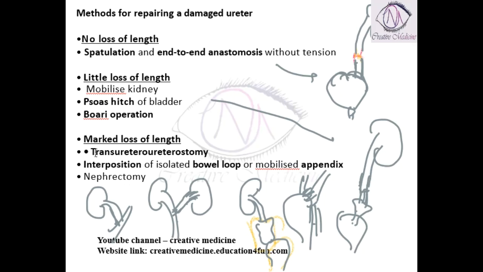Third, if there is marked loss of the length, we cannot do either Boari flap or psoas hitch procedure. Now, in this case, you can transpose one part of the ureter which is injured to the opposite part of the ureter, so that the urine which is formed by this kidney can be drained and this kidney is saved. We can also put a bowel loop between the ureter and the bladder so that the continuity can be maintained. But if all of these do not work, at the end we can do nephrectomy, where we remove the kidney also.